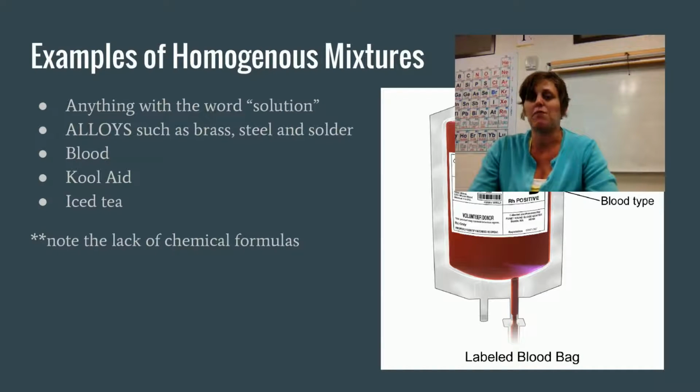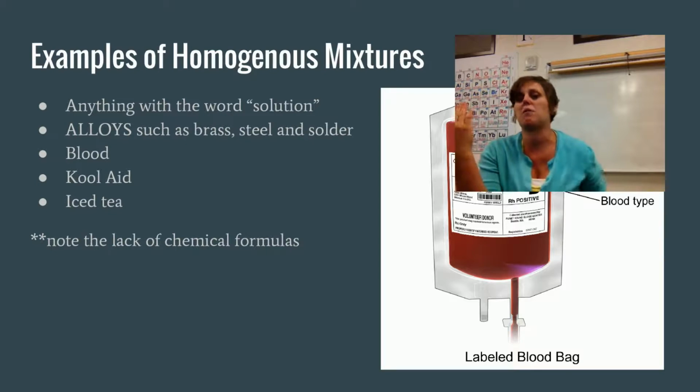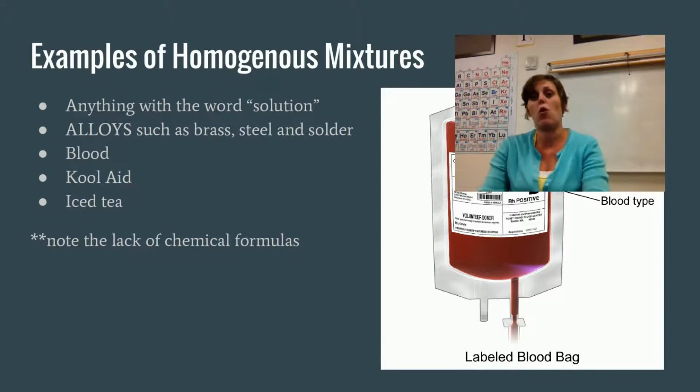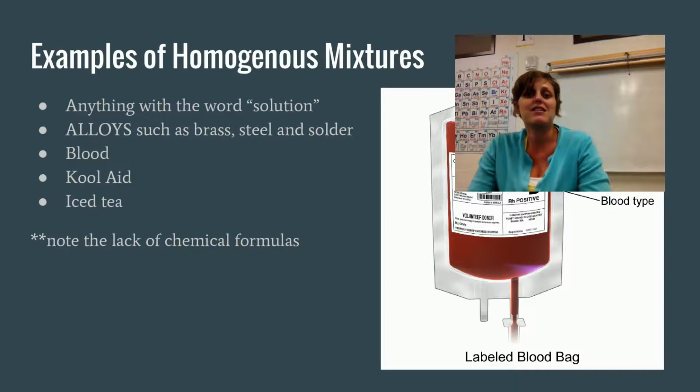Blood is a really big one. I don't have to go to the doctor, get pricked in the arm and have one result on my blood sugar and then be pricked in the leg and have a different result. It's the same all the way through my body. There's a whole bunch of different things in there: oxygen, iron, all my little food particles, but they're evenly dispersed more or less throughout my body, so it's a homogeneous mixture. Kool-Aid, iced tea.